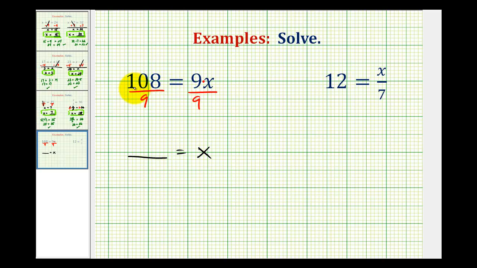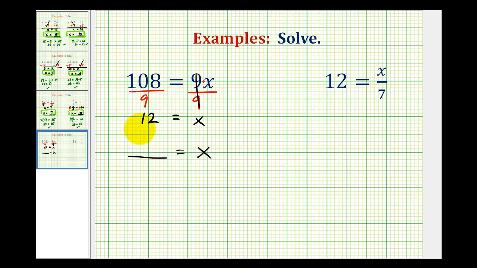So on the left side, we have 108 divided by 9. That's going to be equal to 12. We bring down the equal sign. And then notice on the right side, we have 9 divided by 9, which is equal to 1, and 1 times x is equal to x. So notice how dividing both sides by 9 allowed us to isolate the variable and therefore solve the equation.